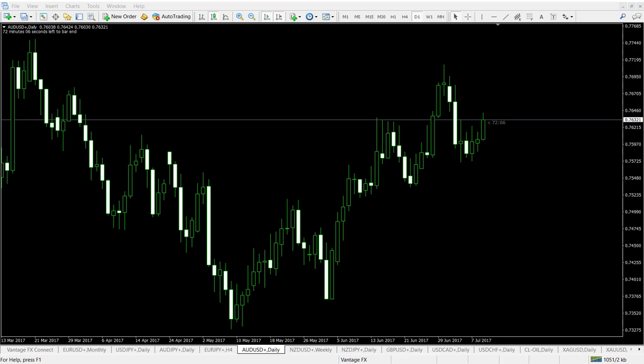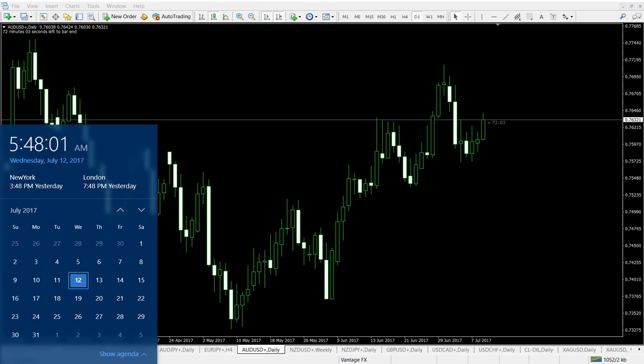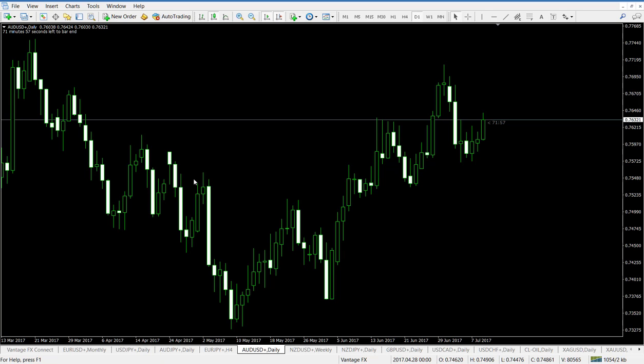Today is 12th of July. It's close to 6 a.m. in Melbourne, Australia, but it still is 11th of July in London and New York. It's close to 4 p.m. in New York and close to 8 p.m. in London.